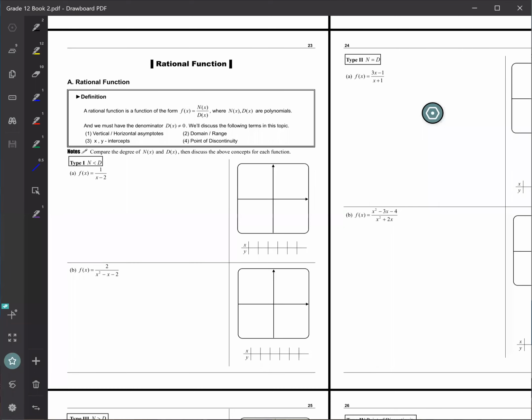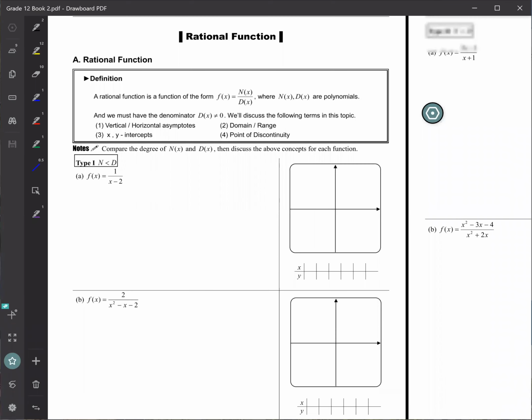Okay? So rational function is a pretty short topic. So hopefully we can finish this today, and then next week, we can start on our last chapter, sequence and series, which is not too bad. We got through the hard stuff already.